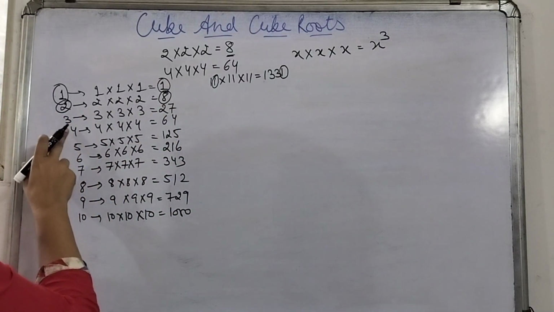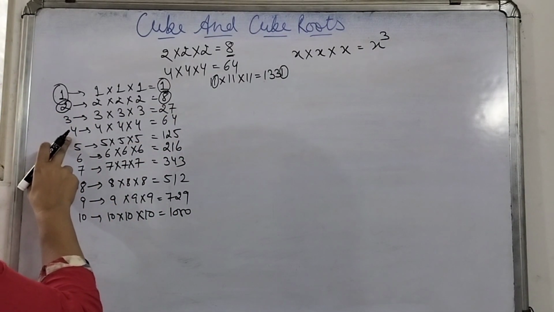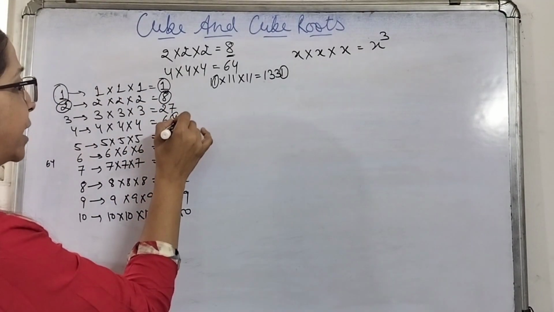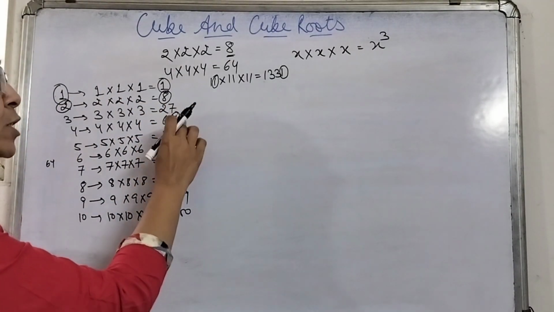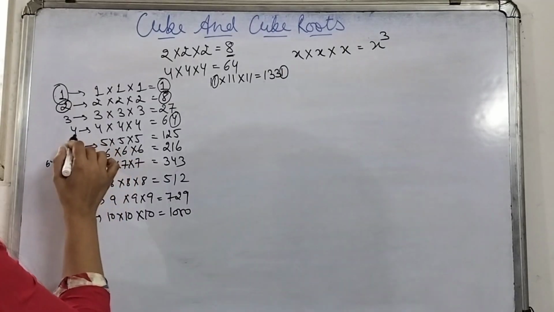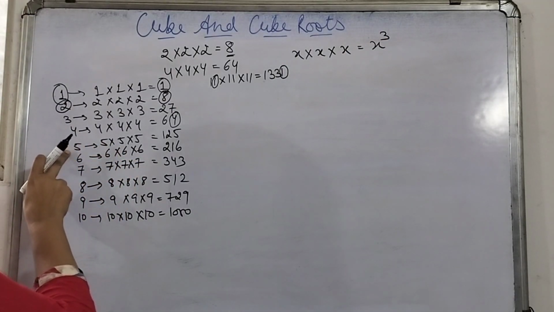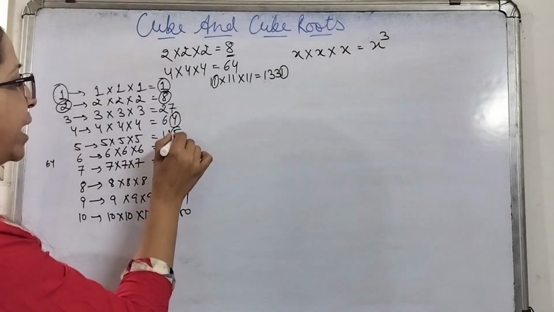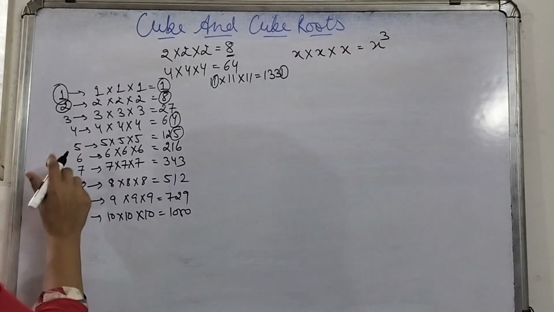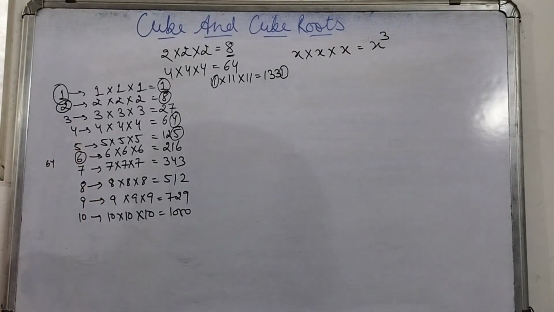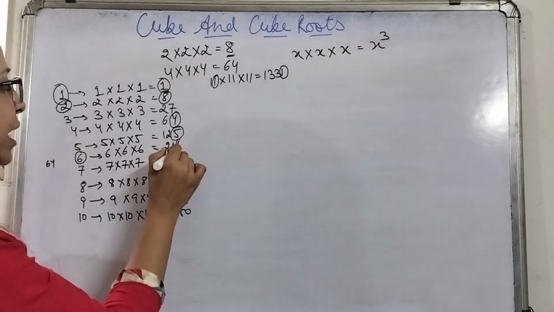Similarly, if there is a number whose unit digit is 4, then its cube will have 4 at its unit place. The number which has 5 at its unit place, its cube will also have 5 at its unit place. The number which has 6 at its unit place, the cube of the number will also have 6 at its unit place.